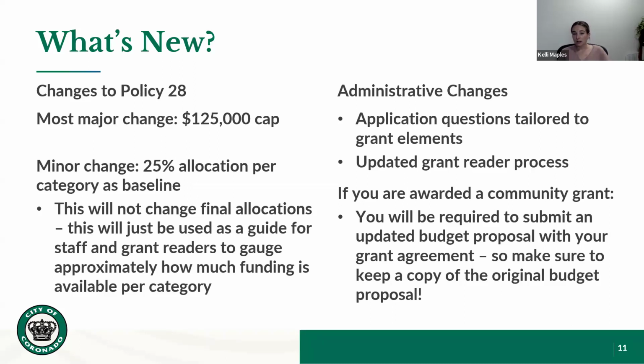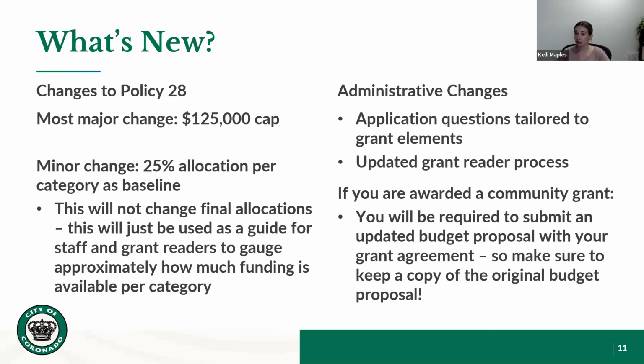The last administrative change that I wanted to mention, and you don't have to worry about this today, but just looking forward, if you are awarded a community grant, I want to let you know that you will be required to submit an updated budget proposal with your grant agreement. So in the past, if you are awarded a grant, you just sign the grant agreement and then we're pretty much done and we can issue funds.